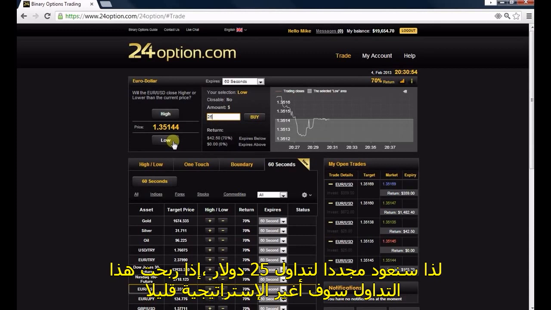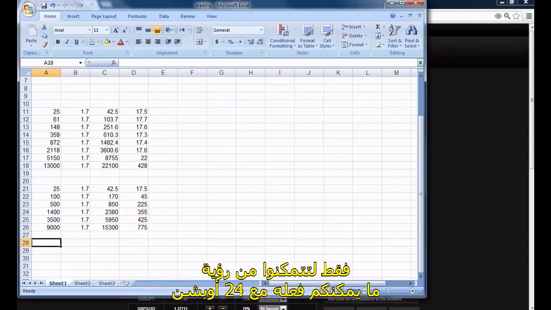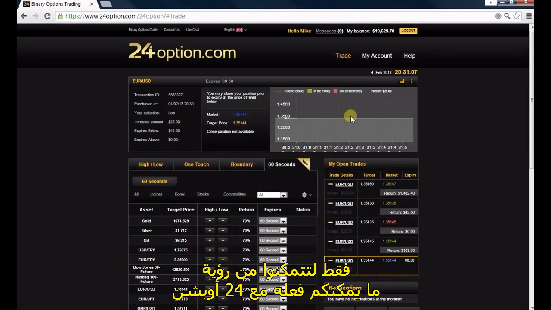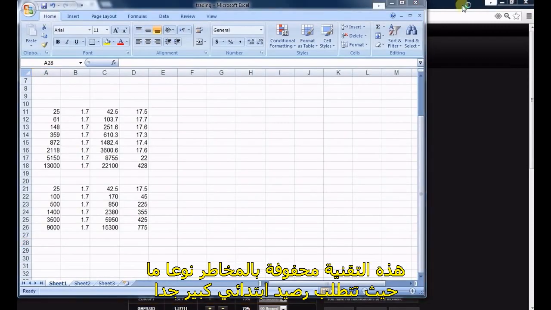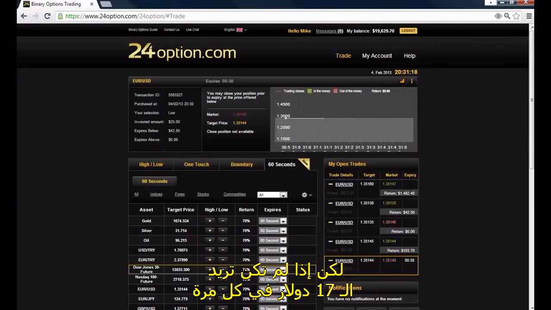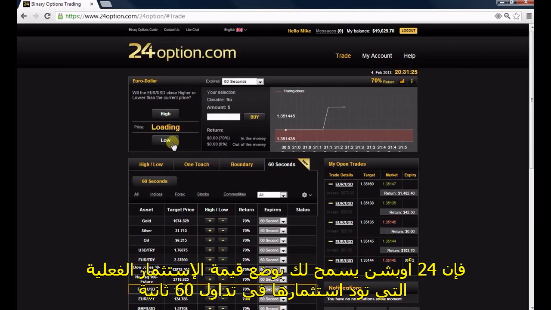Okay, we're gonna go back to our $25 investment. Now I'm gonna do one more round of this. If we win this one, I'm gonna switch up the strategy a little bit for you guys, just so you can see what you can do with 24 options using this trading strategy by upping the ante a little bit. And it's a little bit more risky in the sense that you have to have a higher balance in order to perform this. But if you don't want that $17 profit every single time, you actually want to make more, what you can do is 24 options allows you to, again, put in the exact amount that you want to invest.